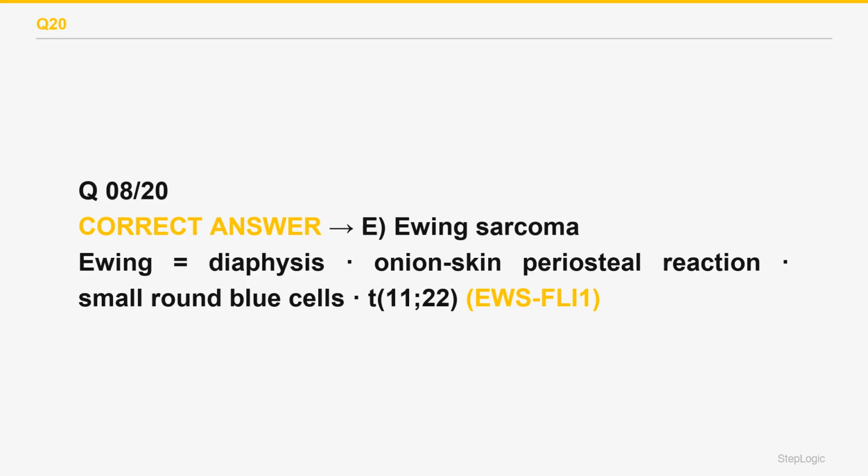The exam consistently contrasts Ewing with osteosarcoma. Osteosarcoma occurs at the metaphysis, around the knee, shows a sunburst pattern and Codman triangle, and produces osteoid. Ewing occurs at the diaphysis, shows the onion skin reaction, is a small round blue cell tumor, and carries t(11;22). Ewing is aggressive but responsive to chemotherapy. The diaphyseal location, onion skin periosteal reaction, small round blue cells, and t(11;22) identify Ewing sarcoma.